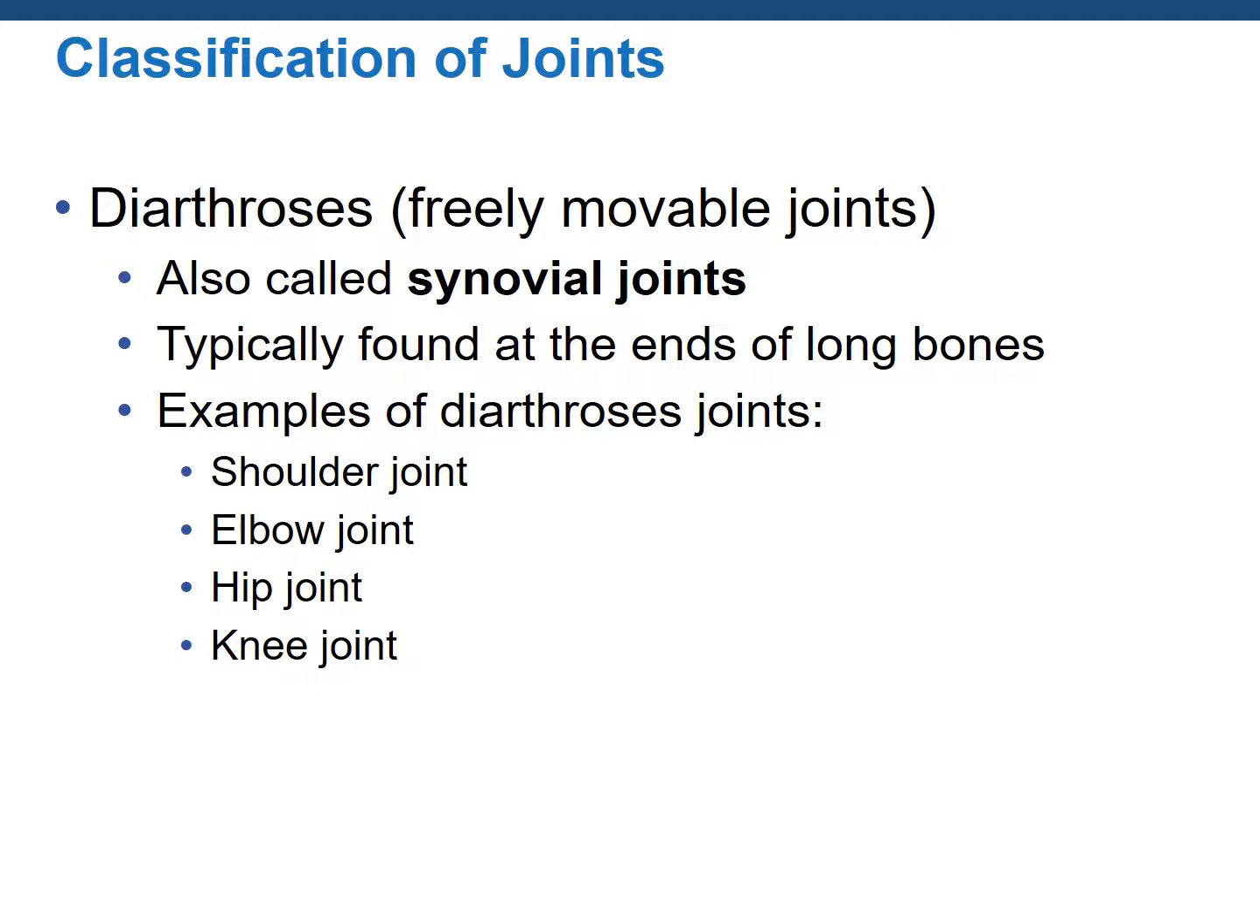The final joint is called the diarthrosis. These are freely movable joints. They're also called synovial joints, and they are typically found at the ends of long bones. We have the shoulder joint and the hip joint, or your ball and socket joints, and then hinge joints in the elbow and knee joints.